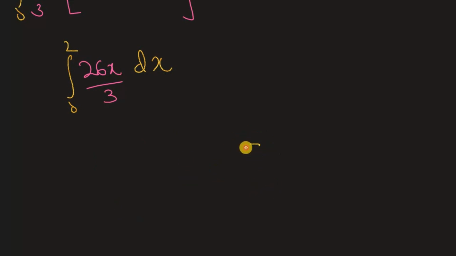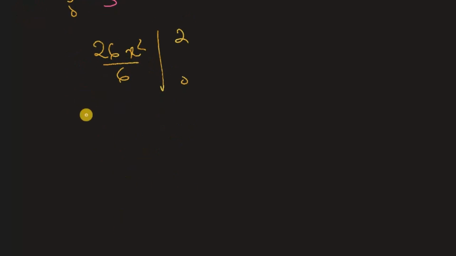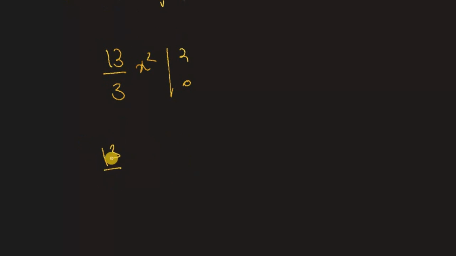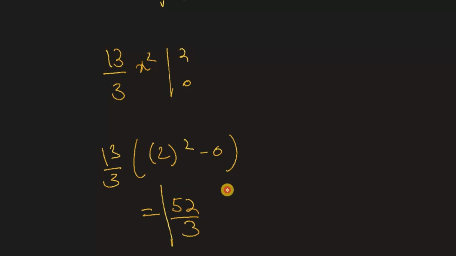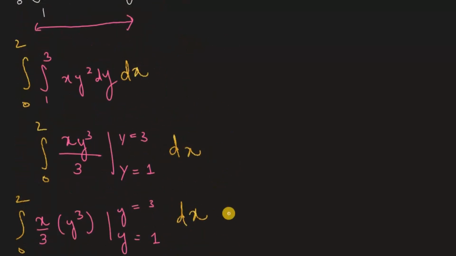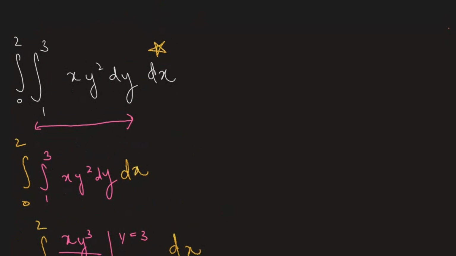Okay, let's get back to the problem. So that's 26x squared over 6 anyway, evaluated from 0 to 2. If you simplify, that's 13 over 3 x squared, from 2 to 0, and then plugging in the 2 inside it. So 2 squared minus 0, which is 4, and 13 over 3 times 4 gives 52 over 3, and this is the final answer. You have just done it, and now you can remove the star.